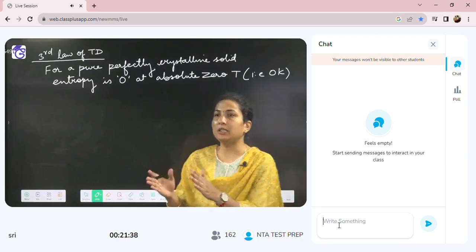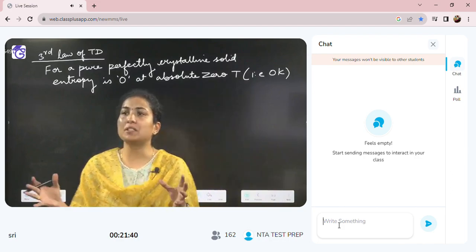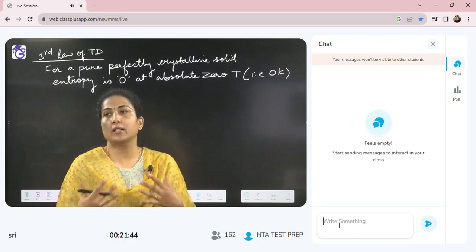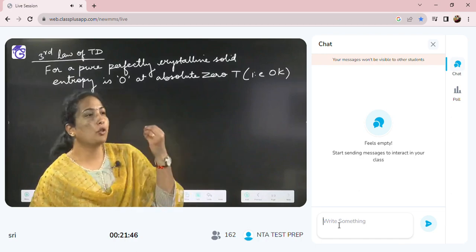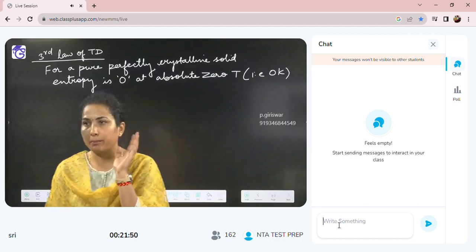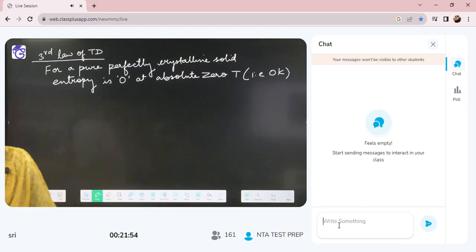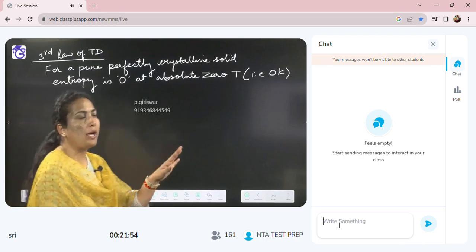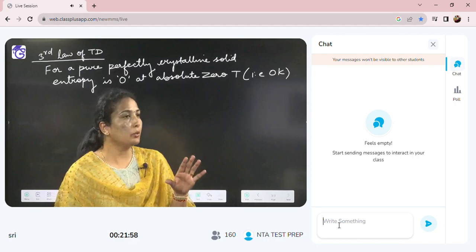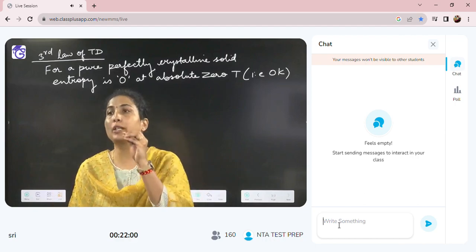0 Kelvin means nothing is moving from its place. That means there is no randomness, no disorderness. So that's the reason we say that the entropy of a pure, perfectly crystalline solid is 0 at absolute 0 temperature. Right? So that's your third law, and it will be used for calculating the absolute entropy values.